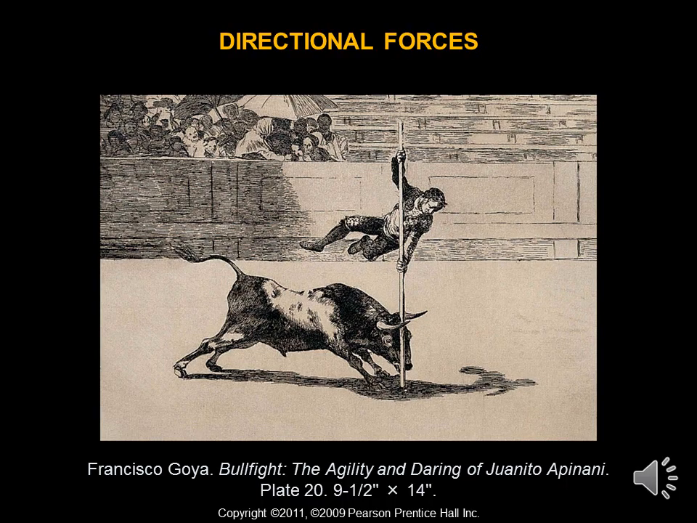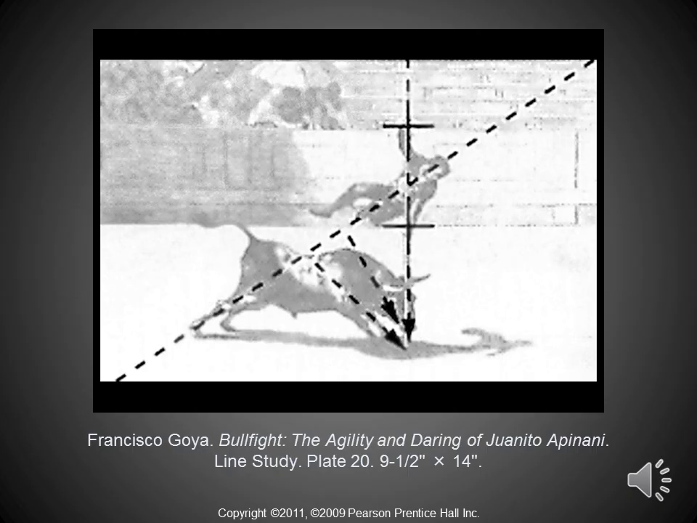In this line study, we see a strong diagonal from the upper right-hand corner almost straight down to the left-hand corner. This creates a serious sense of action. We also see the rod that the bullfighters kind of posed on pointing down to the ground, the head of the bull, the arms of the bull, everything kind of pointing to that emphasized point.